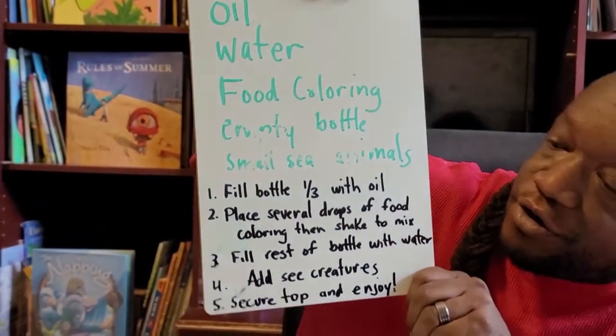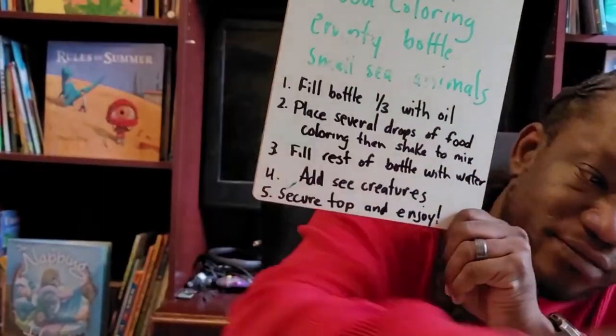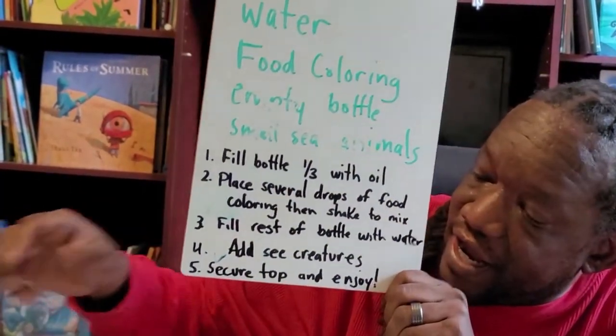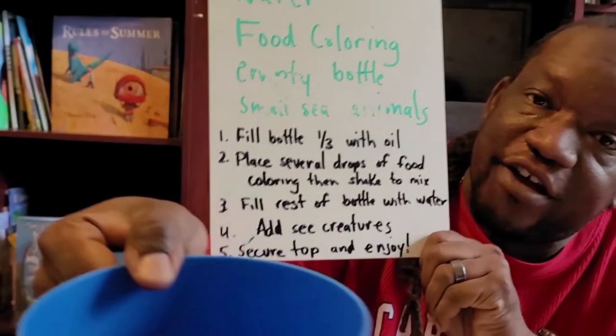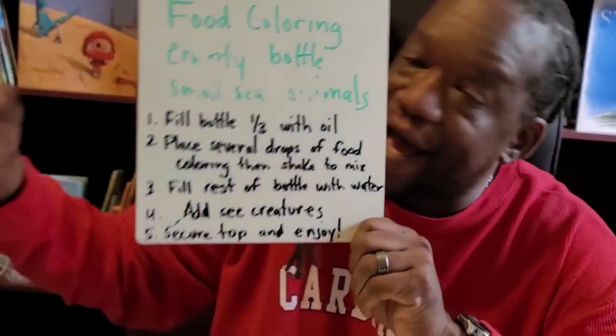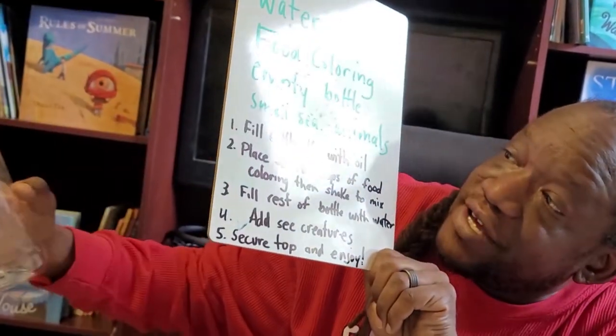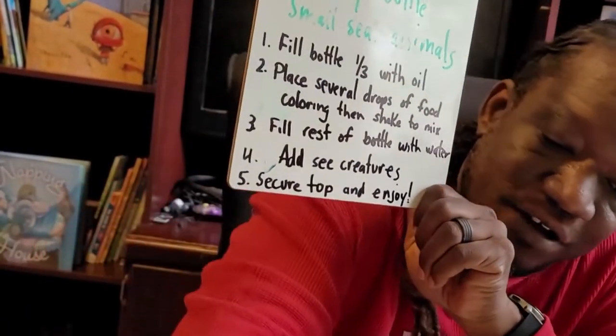All right, boys and girls, yesterday we made a scene of a beach. Today, for it to be a beach, it needs to be next to what? Water. So we're going to make water in a bottle. Yesterday we made the beach. So we're going to make water in the bottle. All right. To make water in a bottle, you need some oil and you need water. I have a picture of water. You also need an empty bottle. I have a mouthwash bottle. And some small sea animals.